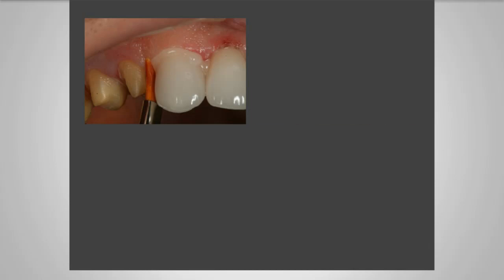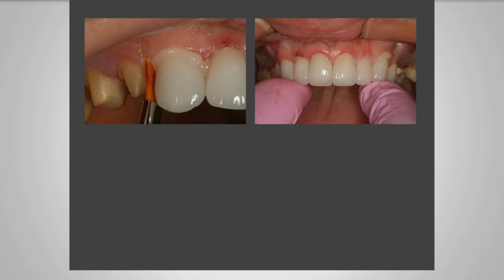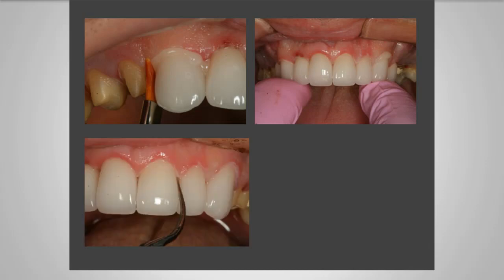Here the canines are cemented, and while I'm waiting for areas here to get initial set, I may go back to the first few crowns that were cemented with the sonic scaler and carefully remove any little bits of free resin cement that appear in the proximal areas.